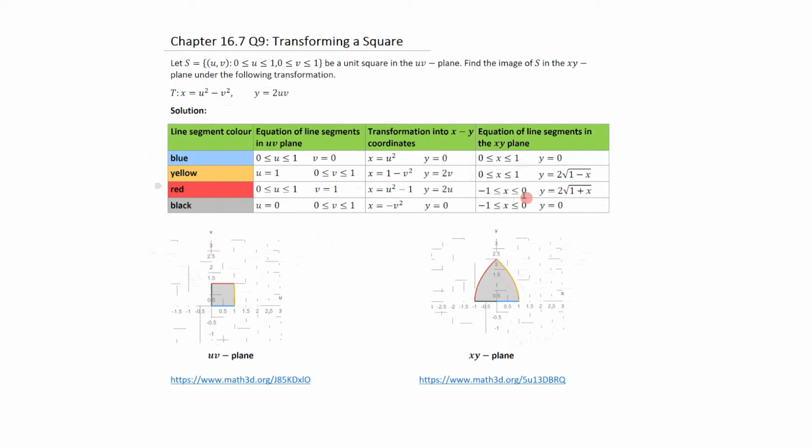For minus 1 less than x is less than 0, it's y equals 2 square root 1 plus x, which is this line. And lastly, for the last segment, minus 1 is less than or equal to x is less than 0, y equals 0, which is this. So this object transforms into this object. If you want to look at this in more detail, there's an interactive version here or here. There's not really much to play with. It's just to show you basically where the graphs came from. So this is a procedure.